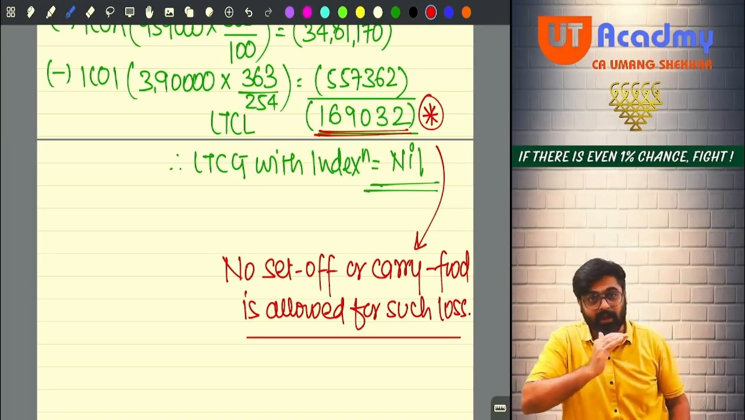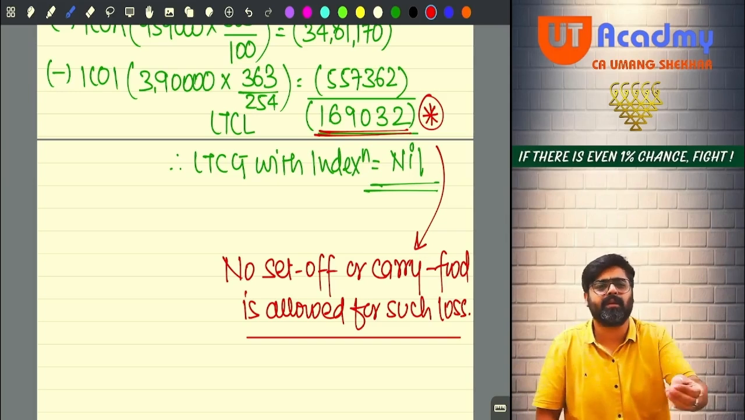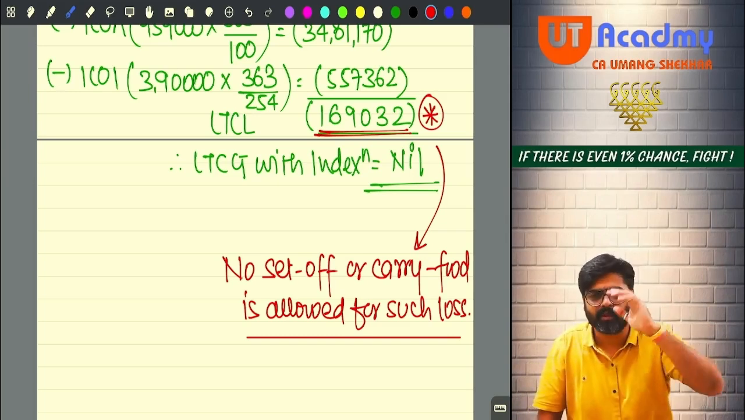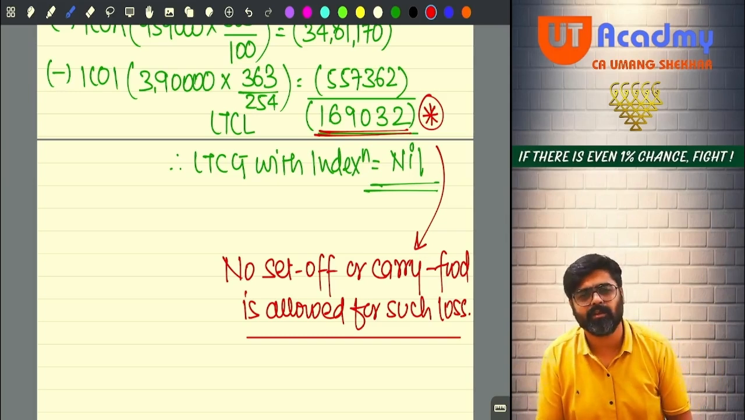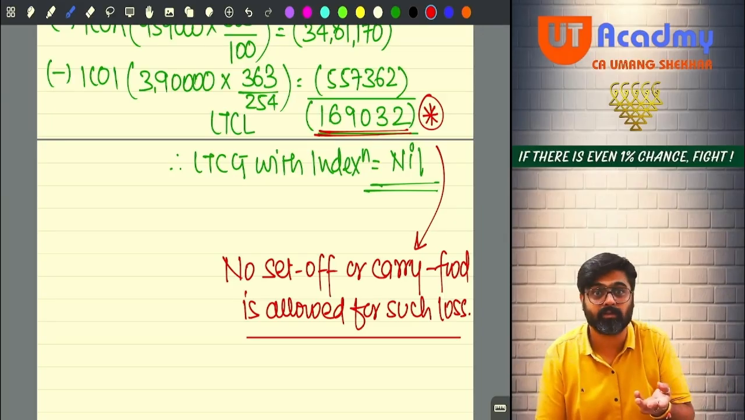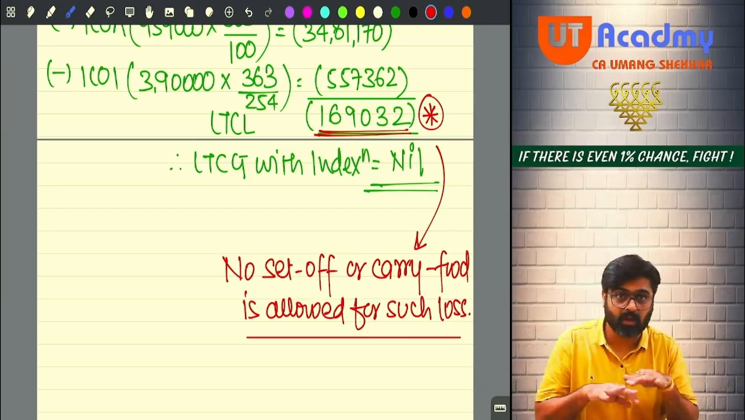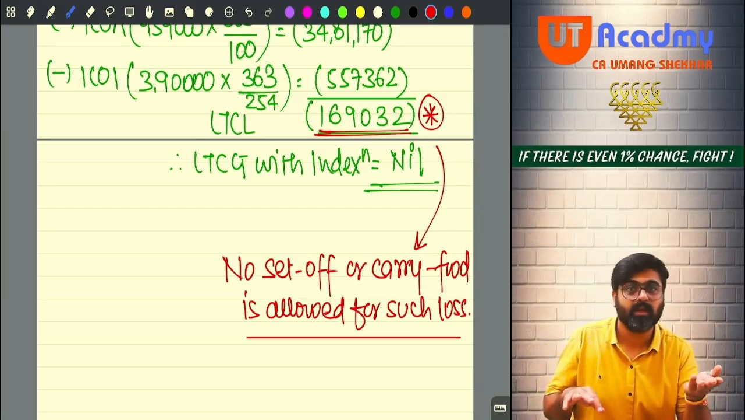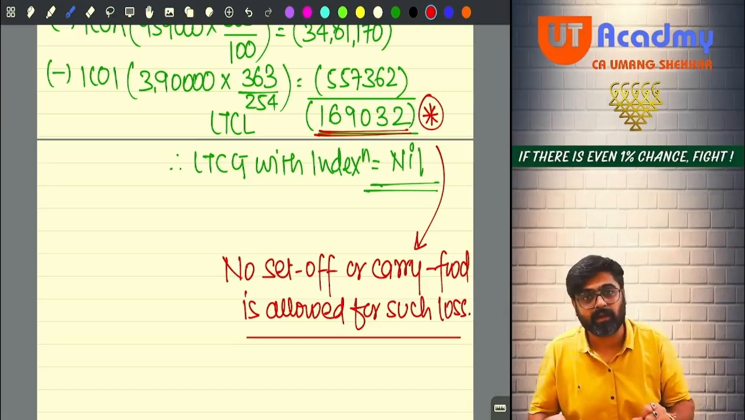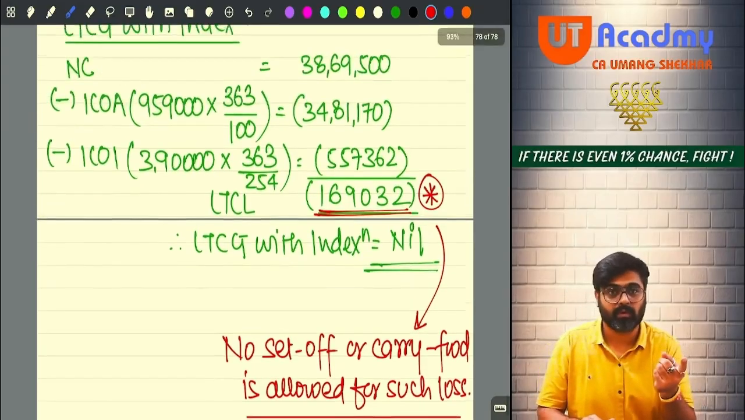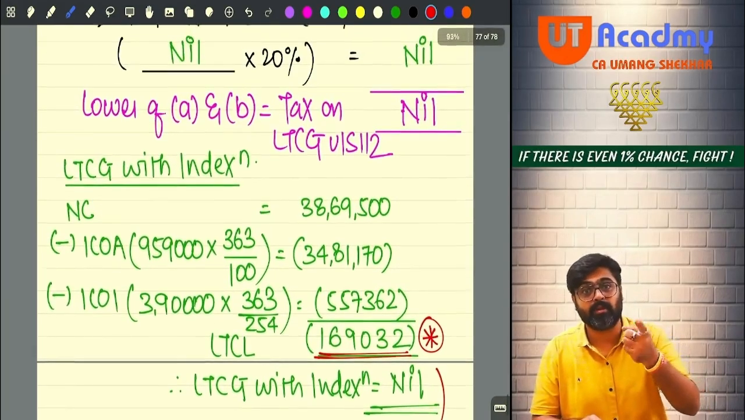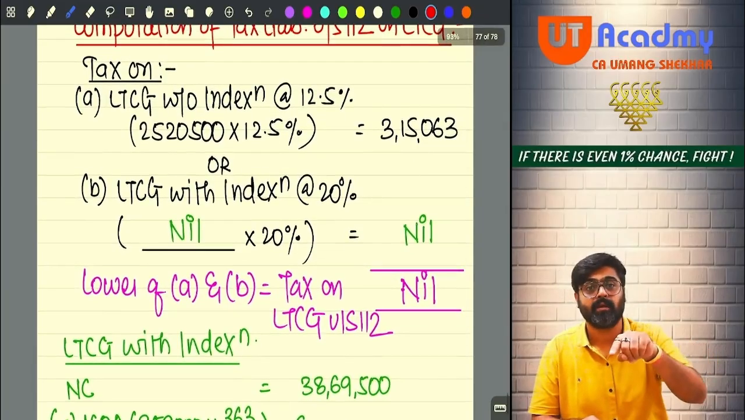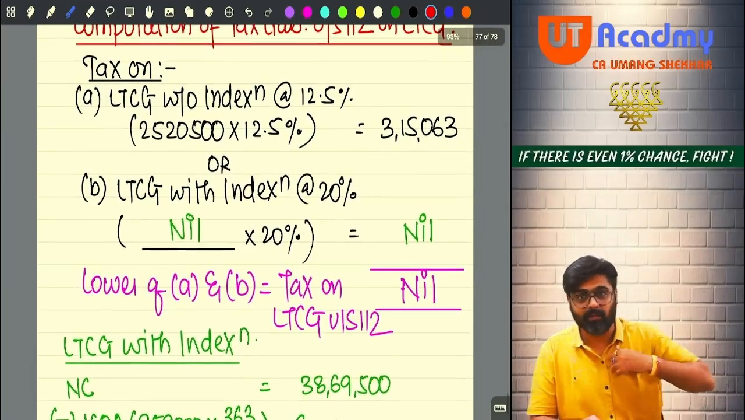But when you calculate the tax liability, no, then calculate the tax at the rate of 20% on what? On LTCG with indexation. But you calculated LTCG, it was a loss here. Meaning that there was no long-term gain with indexation. So there was no 20% tax liability. So no tax liability at 20% or tax liability at 12.5%. Which is better? No tax liability. So I will pay this much tax.